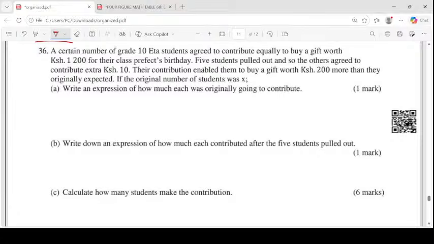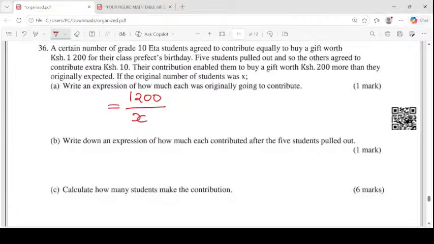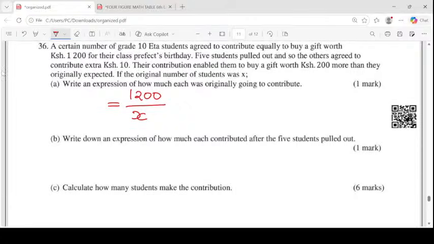If the original number of students was X, part A of the question: write an expression of how much each was originally to contribute. To get each person's original contribution, you take the total amount to be contributed, that is 1,200, and divide by the total number of students originally, X. So that is the expression, 1,200 over X. Part B: write down an expression of how much each contributed after the 5 pulled out.